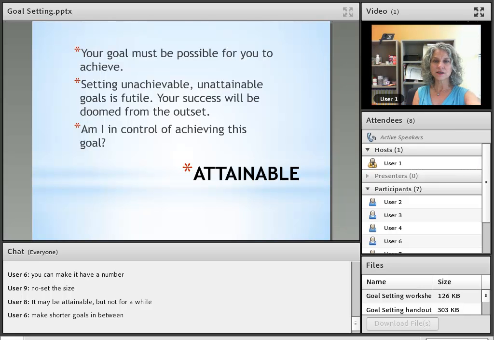Yeah. See, SMART goals. Y'all are just smart. Okay. So the next question you want to ask yourself. So we kind of have that concept down. So setting unattainable goals is futile. It creates frustration. It really buys into the all or nothing thinking. Do y'all know what I mean by all or nothing thinking? Yeah?